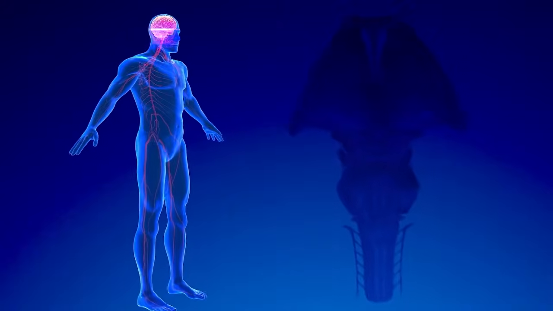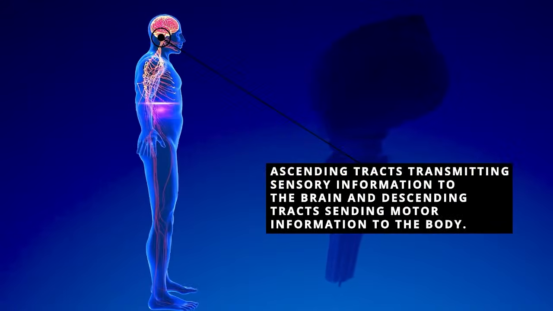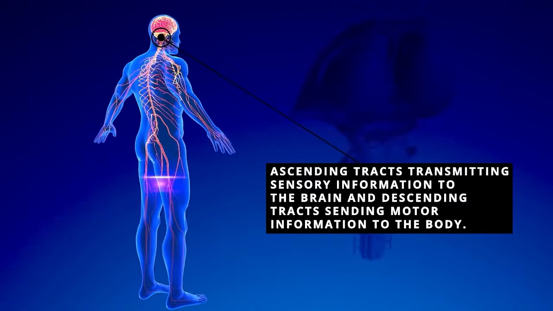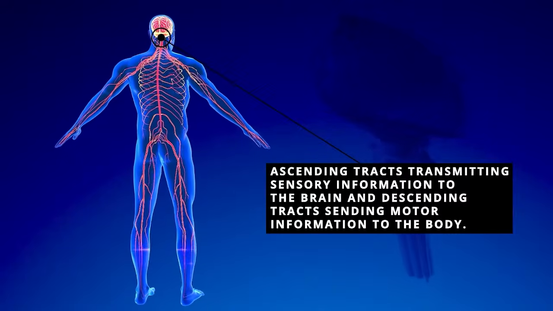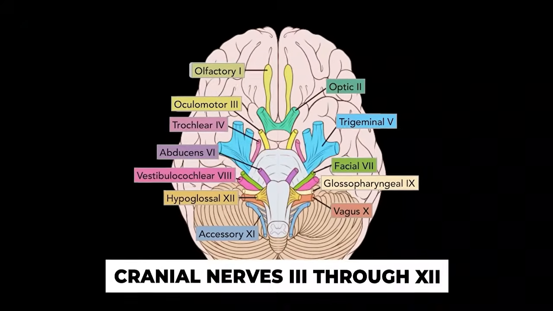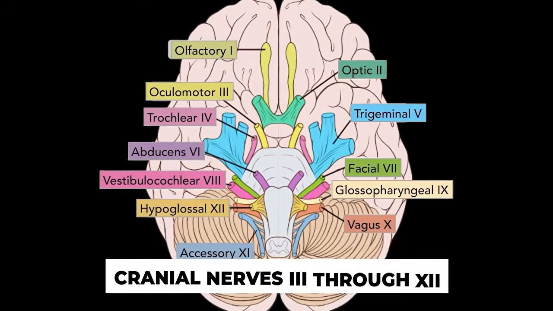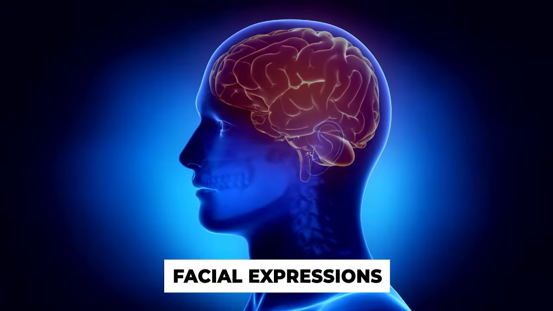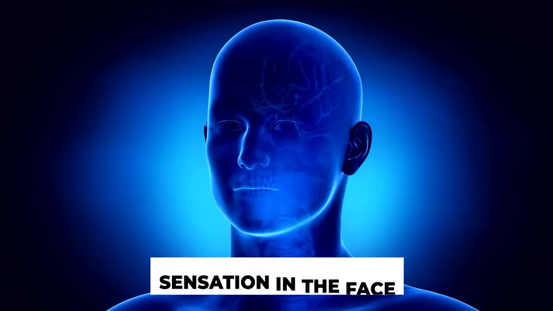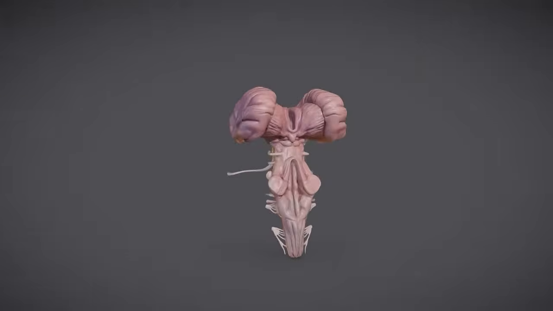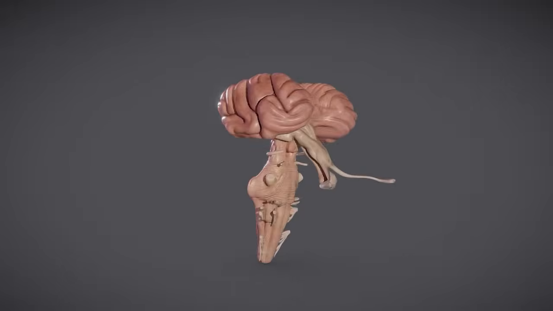The brainstem serves as a conduit, with ascending tracts transmitting sensory information to the brain and descending tracts sending motor information to the body. Cranial nerves 3 through 12 originate from the brainstem, controlling functions such as facial expressions, swallowing, and sensation in the face. Here's a detailed look at brainstem.